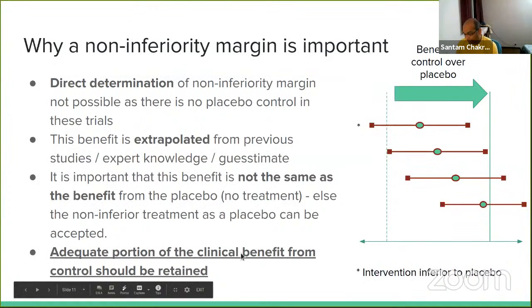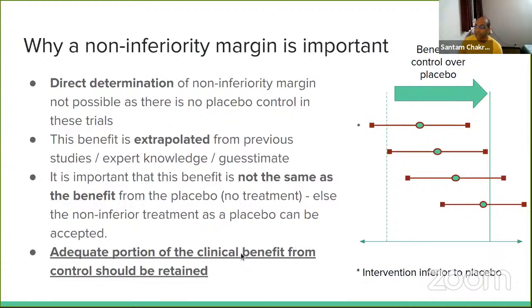Now, unfortunately, this is not something that is immediately written in the manuscript. Oftentimes, this would be placed in the protocol in a small paragraph, primarily because of word limit issues. But this is a very, very important consideration to keep in mind. The non-inferiority margin should ideally never be more than half of the benefit that you get from the placebo.